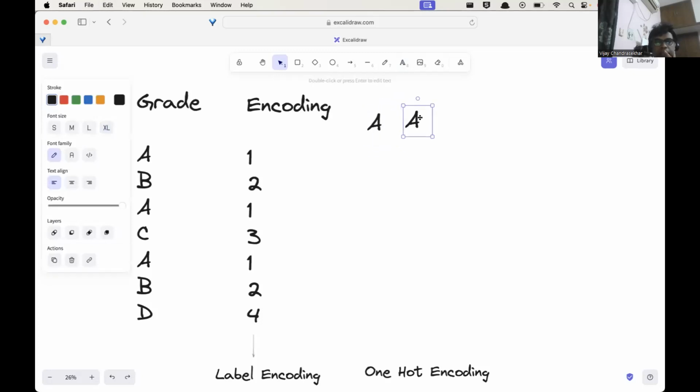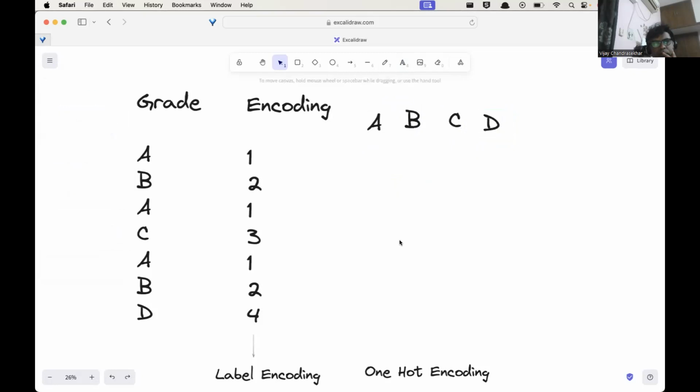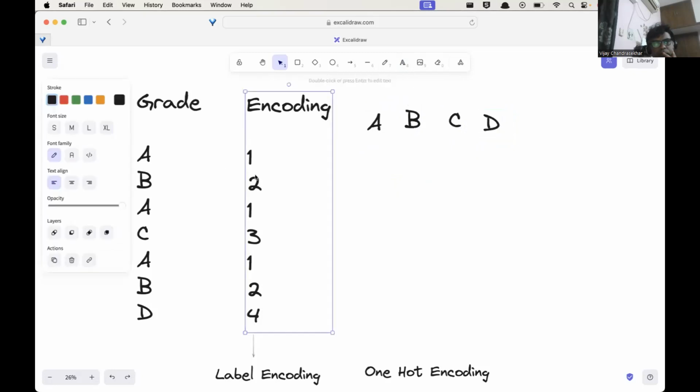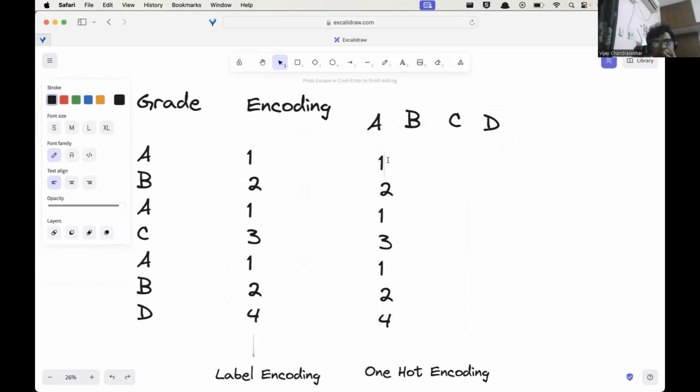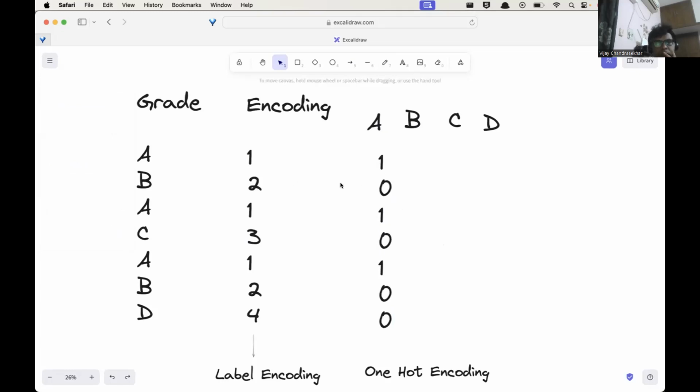So something like grade A, grade B, grade C, grade D, right? Correct. And then B, C, D. The way it works is that when there is A, it is going to tell 1. And when there is B, there is no A here, right? So this is 0. When there is A, this is 1. When there is C, it is 0. So whenever there is the presence of A, it is going to tell. Similarly for B, when B is there, it will tell 1, otherwise it is 0. That is how one-hot encoding works.